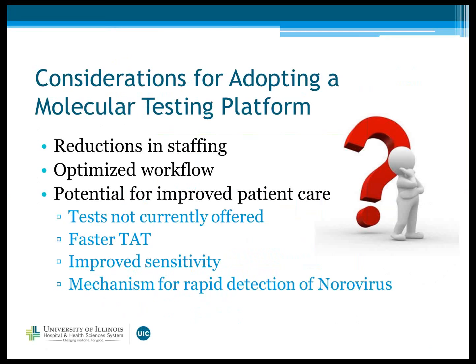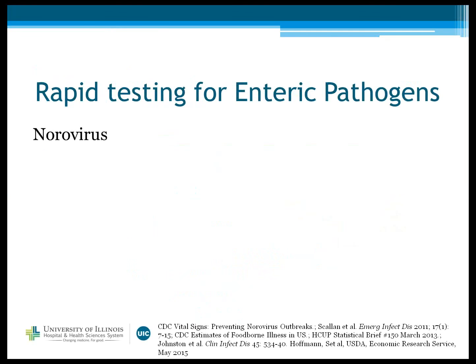So molecular panels offer the option to bring in testing that we currently weren't offering, for example, Shiga toxin testing. We can turn the results out significantly faster than we could with a culture-based workup. There's been a demonstrated improvement in sensitivity for these molecular panels in several targets. And one specific thing we were definitely looking for was a mechanism for rapid detection of norovirus, especially within our hospital setting. So those were some of the considerations we took into looking for a molecular panel.